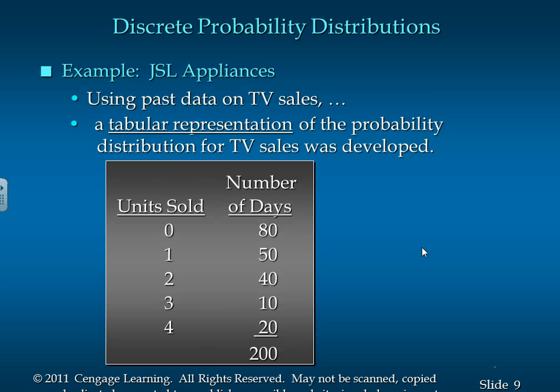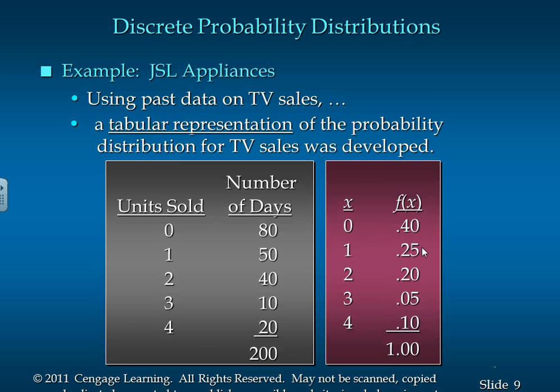So past data for TV sales. So units sold, number of days sold. I put it in a tabular fashion, and I have some function f of x. I took 80 and divided it by 250, divided by 210, and divided by 200.